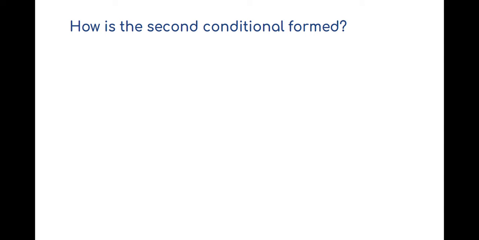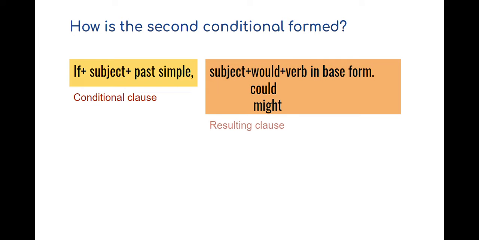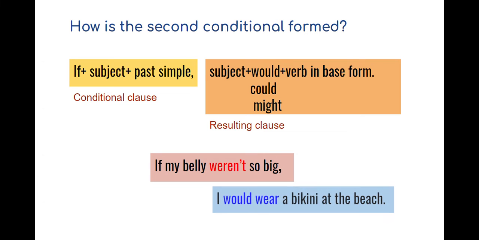So, how is the second conditional formed? We have the conditional clause: if plus the subject plus the past simple, and a comma. And then we have the resulting clause: the subject, and you can use would, could, or might, and the verb in base form. Do you remember this example? If my belly weren't so big, I would wear a bikini at the beach.